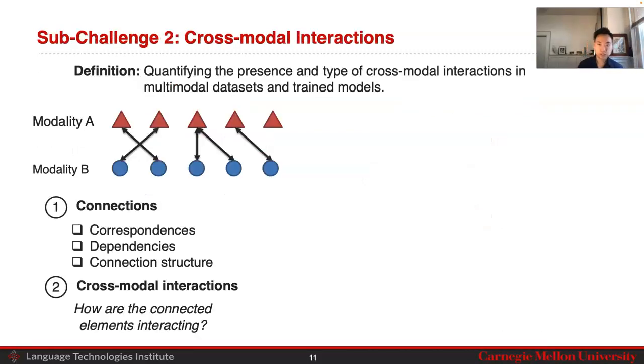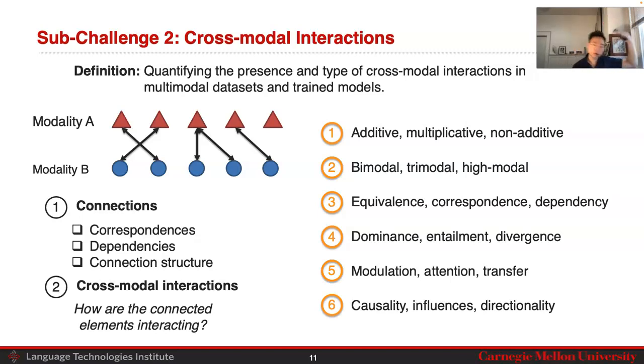But another big sub-challenge is to get a better understanding of the cross-modal interactions. If you recall, these cross-modal interactions capture connections between modalities, and these can be in the form of correspondences, basically referring to the same concept, dependencies referring to different concepts, and also the structure of these connections. And cross-modal interactions look at how are the interactions that result from the connections between these elements. And there's many definitions of cross-modal interactions. Again, how can we take these multimodal data sets and train models and quantify the presence and type of cross-modal interactions that are present?